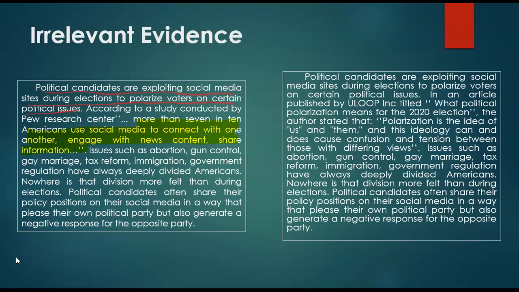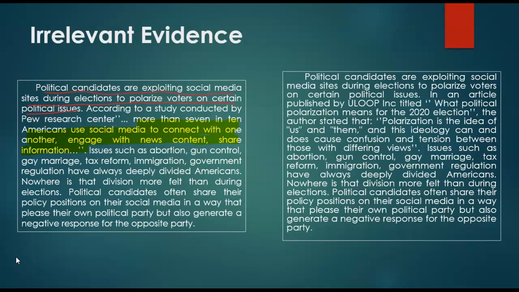We really don't know what the connection is between this quote and the topic sentence, because the topic sentence is talking about how political candidates use social media to polarize their voters. The quote is talking about how Americans in general use social media to connect with one another. There's really no logical connection between the quote and the topic sentence.